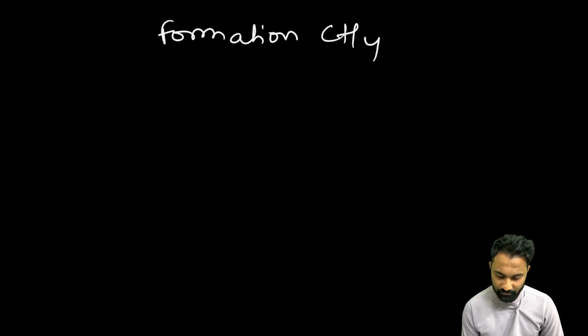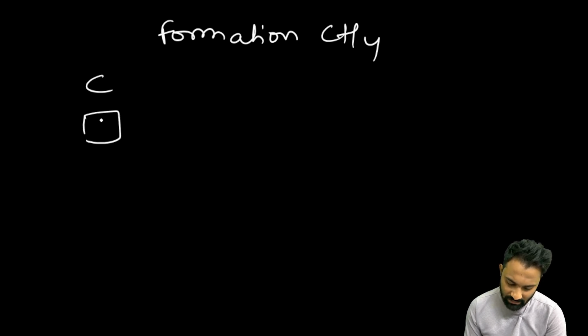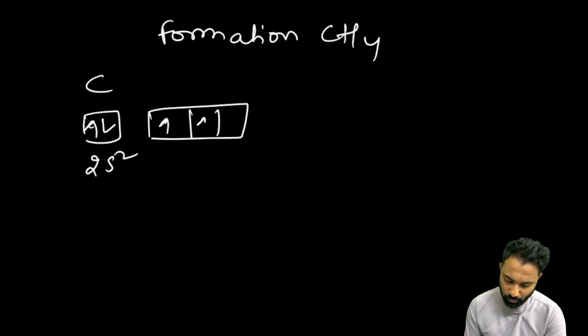Next, if you want to see the formation of CH4 according to VBT, the formation of CH4 has not been explained. Why has it not been explained? Now you see carbon: its valency electronic configuration is 2s2 and 2p2.